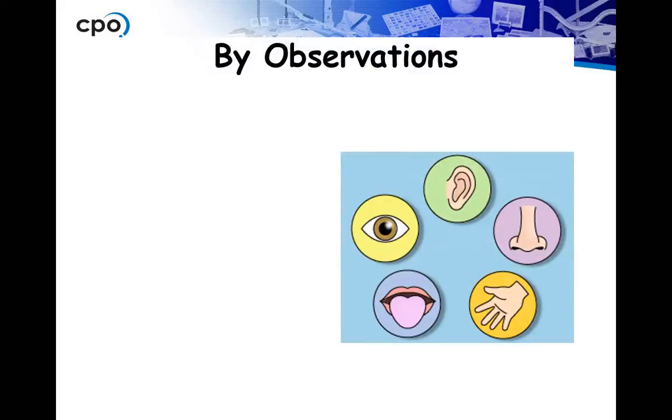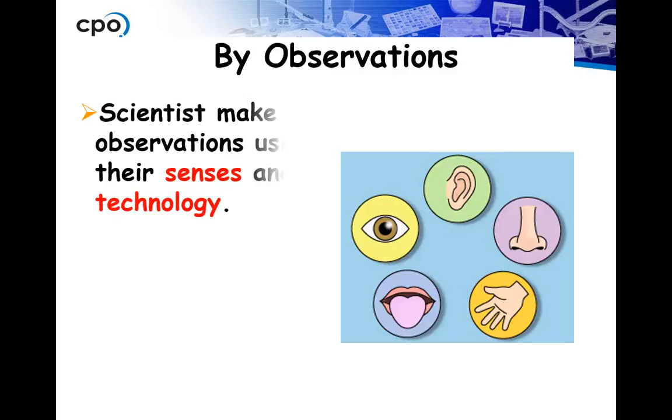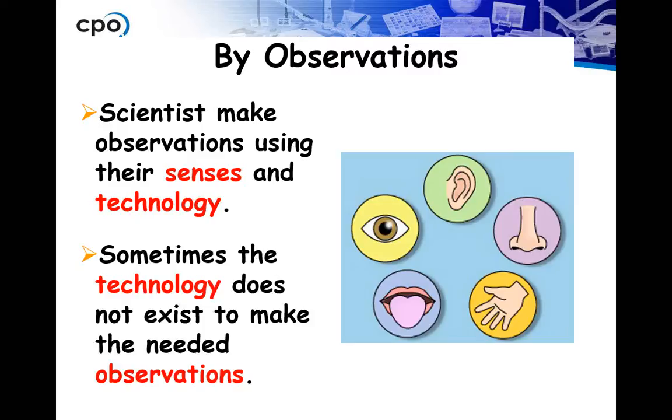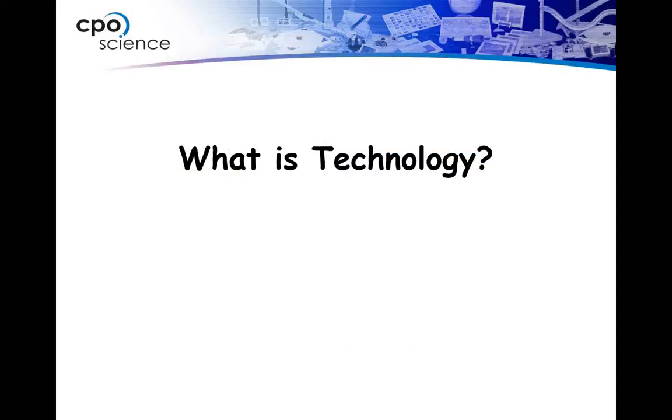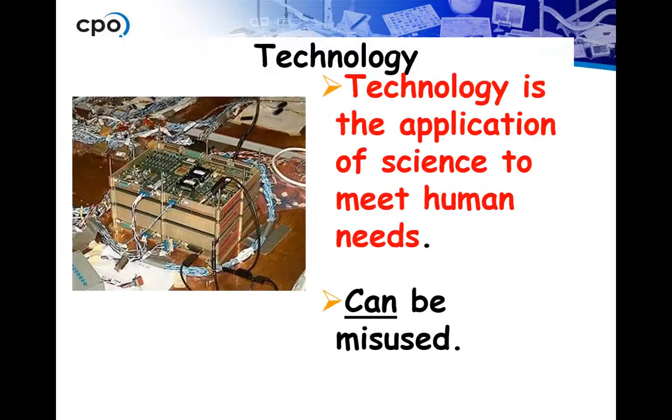Where does all this take place? It takes place by your observations. We utilize our senses in order to figure it out, and technology. Sometimes the technology doesn't exist to make the needed observations. You see things, you hear, taste, touch, all of these things we use to help make our observations about our general world.